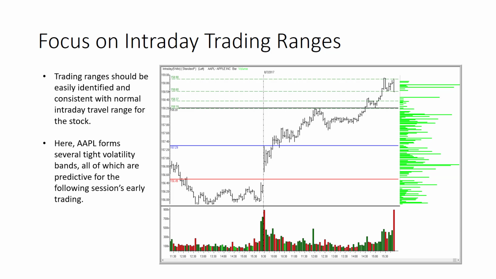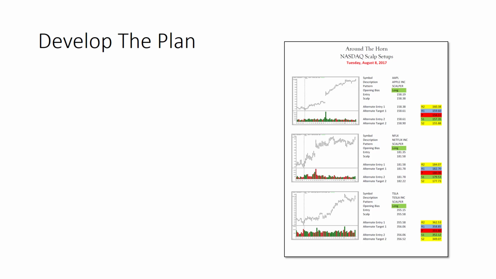In this case, as I said, we've got a long bias on this one for the following day. We've got nice tight volatility bands, a little bit tighter on the first one with 18 cents between the entry and the target than we would normally like. But still, it's worth putting the plan together and trying to see if we can't get some profitable moves the following session early in the morning and then later in the day.